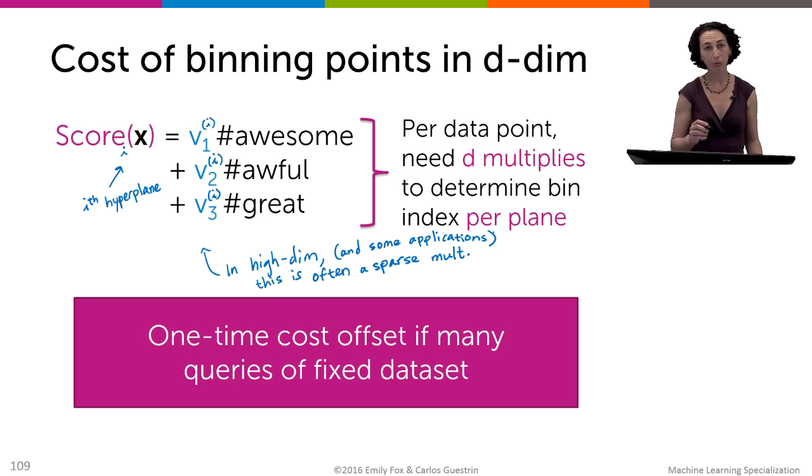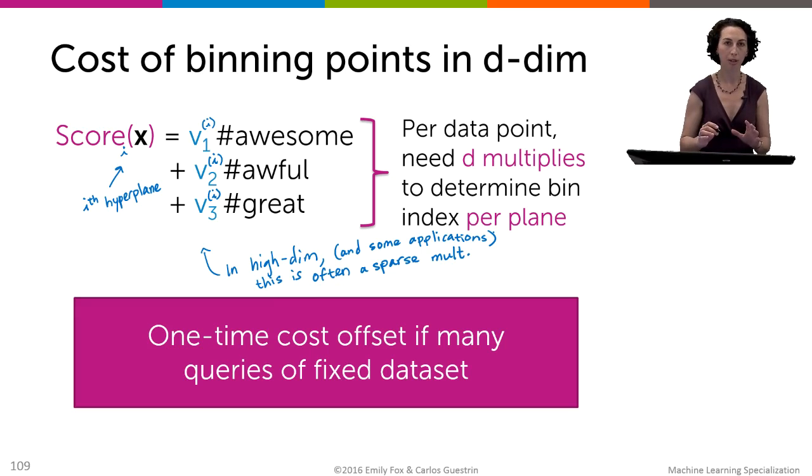But the other thing that's really, really important and is generically true is that this one-time cost of forming this hash table is offset when we're doing many, many queries. Okay, so every time we query and look for our nearest neighbor, we're going to use this hash table that we formed, and we don't have to redo all these multiplications that we're talking about here.